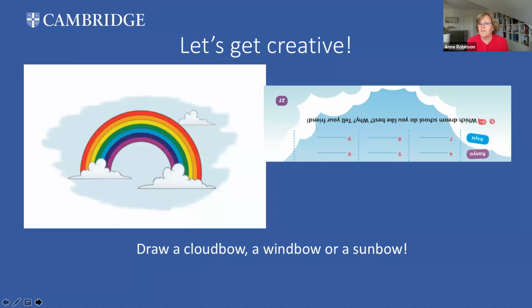I found in Fun Skills at the bottom of one of the pages, and I turned it upside down, I thought this might be a good start for a cloud bow. Yeah, I don't know what you think. You can see some different coloured clouds. Perhaps we could add some darker ones if we were to use this as a model, okay? But getting creative with language.